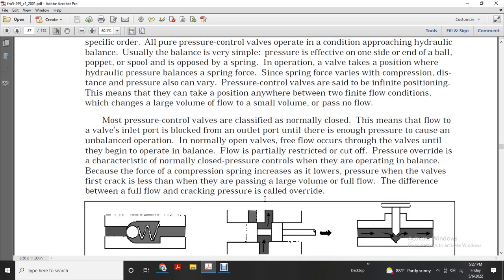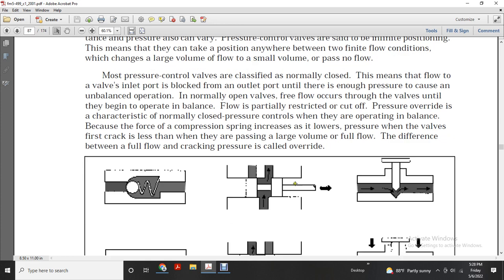Pressure control valves are classified as normally closed, which means flow through the valve inlet port is blocked from the outlet port, usually until enough pressure is present to cause unbalanced operation. In a normally open valve, free flow occurs until the beginning of the operating balance, which slowly, partially restricts the flow. Normally closed pressure controls, when operating in balance, have a compression spring force that increases, so the pressure when the valve first cracks is less than when it is passing a large volume at full flow. This difference between full flow and cracking pressure is called override.